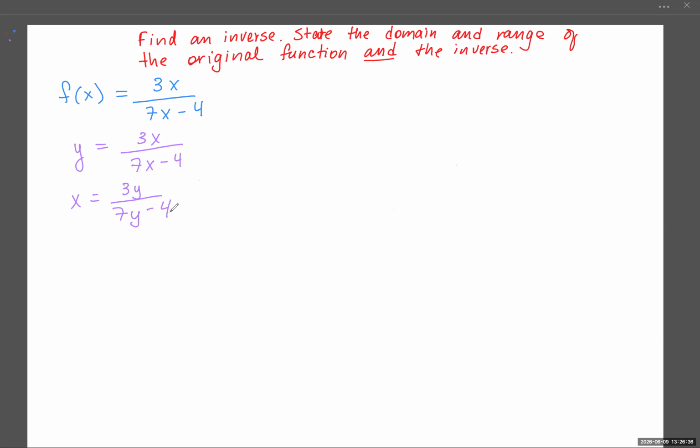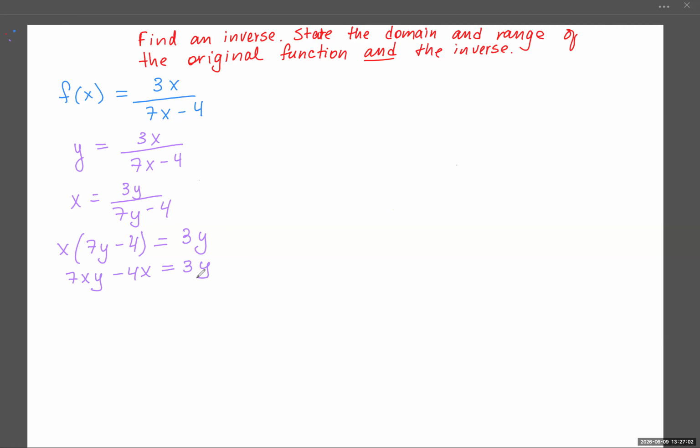The first step is to get rid of the denominator. In order to do that, we have to multiply both sides by the denominator. So x times (7y minus 4). And if we multiply the right-hand side by the denominator, it's going to cancel, so this is just 3y. Go ahead and open up the parenthesis, distributive property: 7xy minus 4x equals 3y.